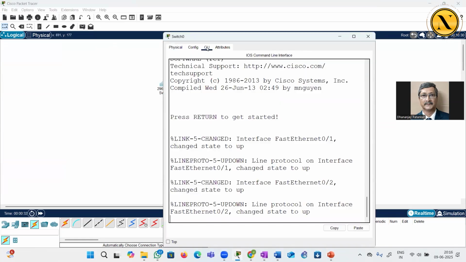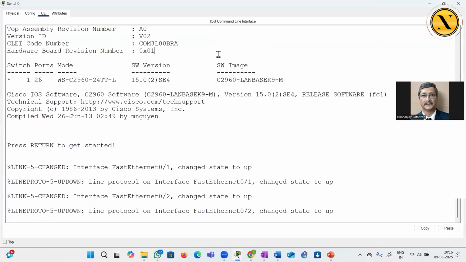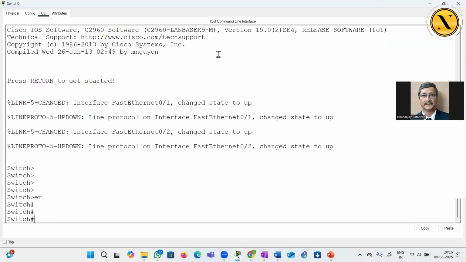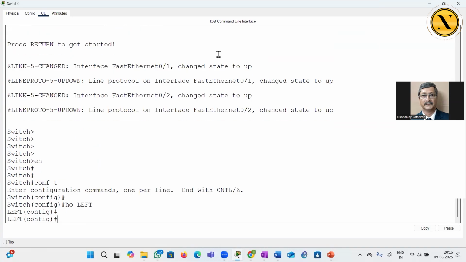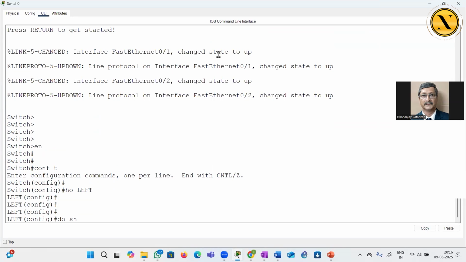This one. Show spanning tree. Enable, configure terminal. Host name, I'll type here left. Left, right, and bottom. We'll keep it like this. Host name left. Do show spanning tree.